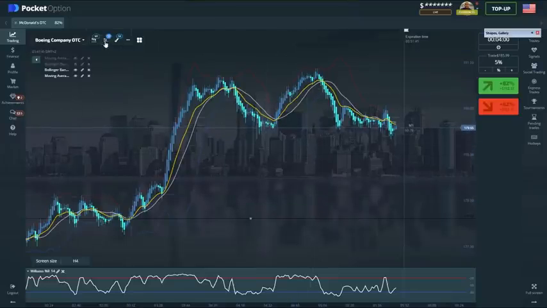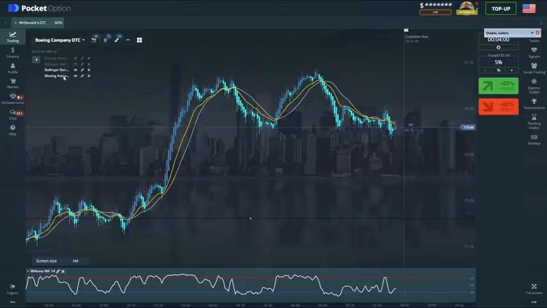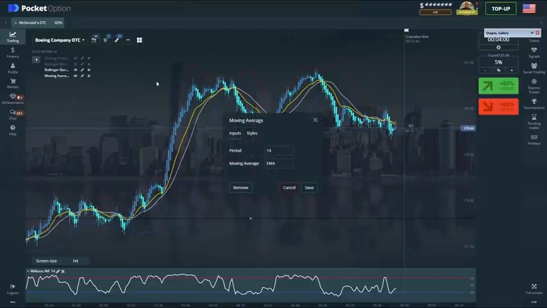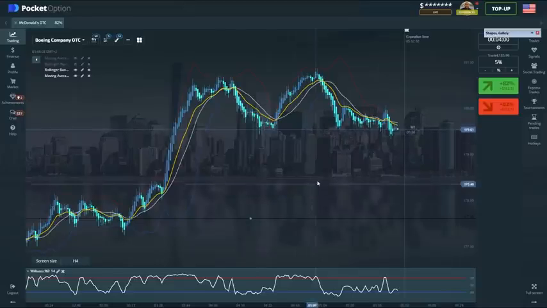We're going to go back to our indicators list, and we're going to add our moving average, which is going to be in the middle at the bottom. When we click the moving average, then we're going to go over to where we can edit, click the pen, and then right here where it says period, 14, moving average EMA. All right, and then the style, we're going to make it 2 pixels, and we want it to be gold, yellow, whatever your eyes see. We're going to hit save.